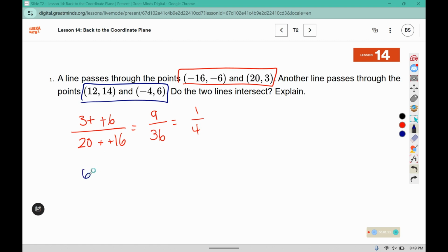Now the second line: y2 minus y1 divided by x2 minus x1. Six minus 14 is a negative 8. Negative 2 minus 12 is negative 14. These both have a 2 in common, or a negative 2.